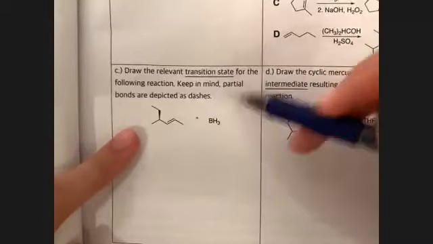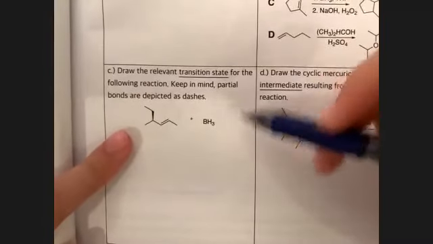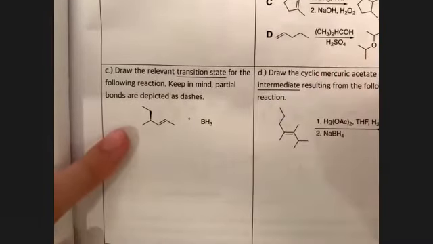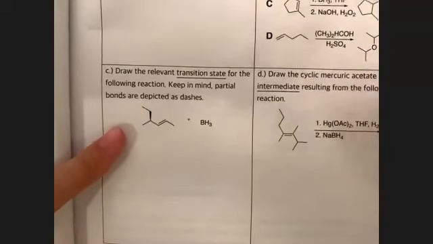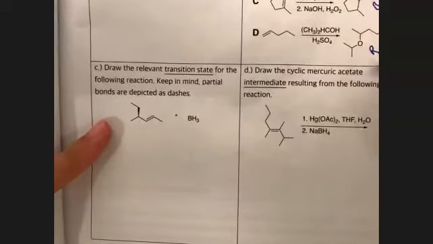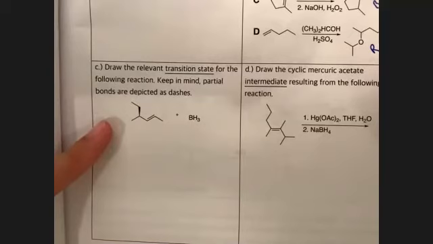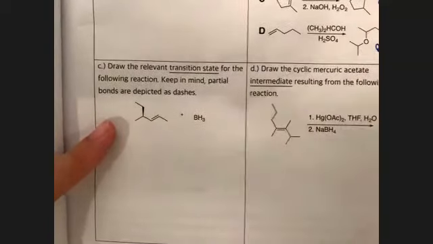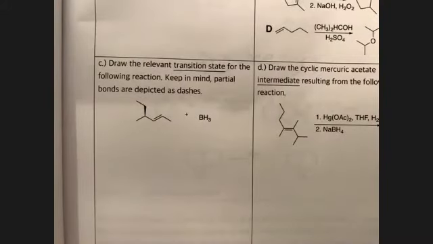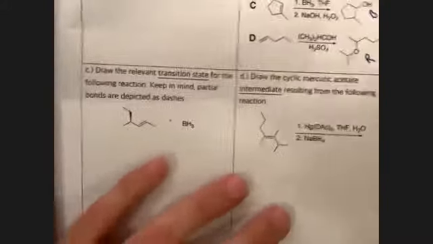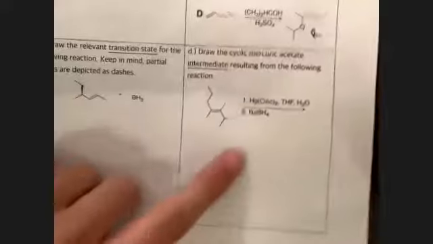And then for C, we did talk about this: draw the relevant transition state of this borane fragment. I'm going to leave that for you guys to do at home. And for D, we also talked about that: draw that cyclic mercuric acetate intermediate resulting from that one concerted step. So again, these are some discrete questions that trip people up. I will do D for you right now because D is confusing, and then I'll let you guys go.